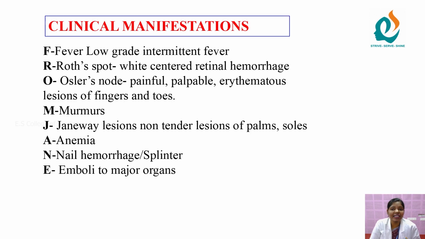Next, we move on to the clinical manifestations. According to FROM JANE: F is fever, low-grade intermittent fever, and R is Roth spots. A Roth spot is a white-centered retinal hemorrhage present in the eye. O is Osler nodes, painful palpable erythematous lesions of the fingers and toes. M is murmurs. J is Janeway lesions, non-tender lesions of the palms and soles. A is anemia and N is nail hemorrhage and splinter. E is emboli to major organs. These are the clinical manifestations.